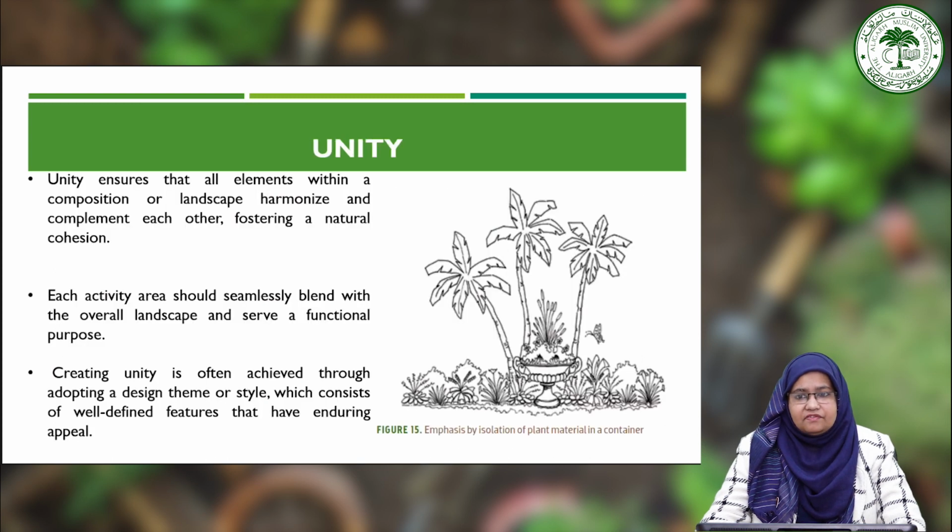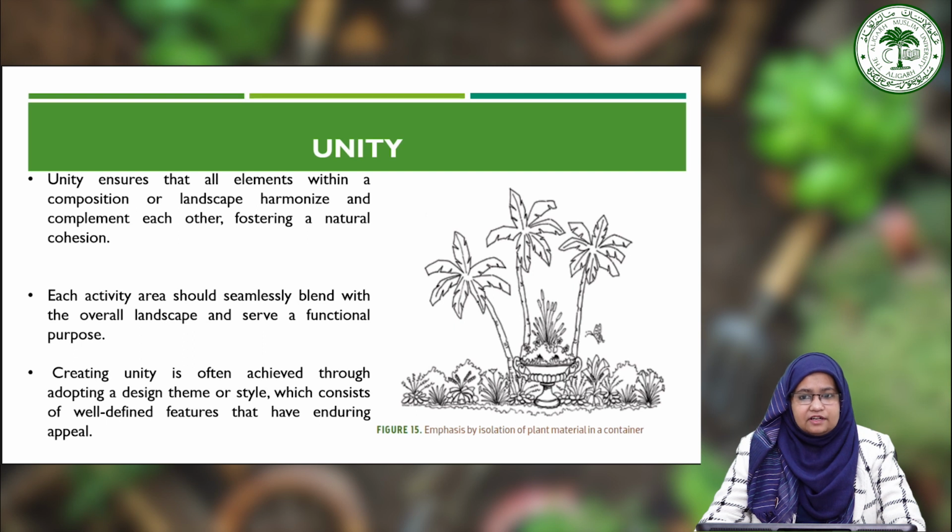Unity is defined as oneness, being one, interconnection of parts, coherence of parts. So, how do we bring that oneness, that coherence of parts into our gardens? There are several ways we can achieve this: repetition, dominance, unity of three and interconnection. Unity then is an umbrella principle for all these concepts.